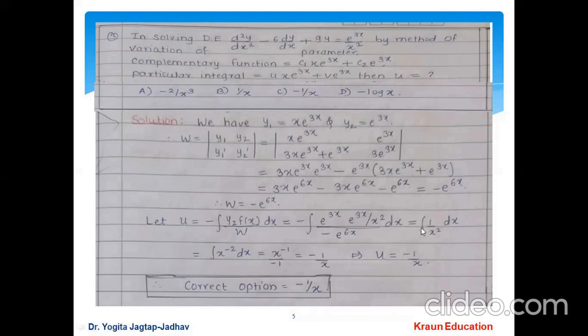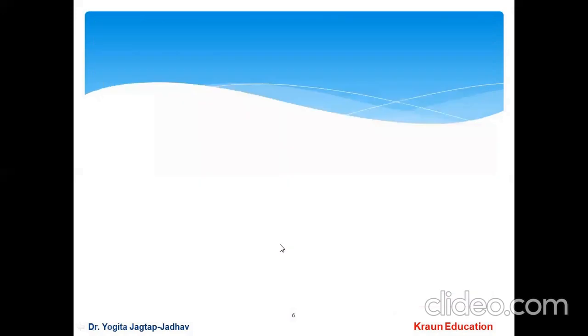and we have only integration of 1 upon x square dx, that can be written as integration of x raised to minus 2 dx. And you know, integration of x raised to n is what? X raised to n plus 1 upon n plus 1. Using that formula, here we have integration of x raised to minus 2 is x raised to minus 2 plus 1, that is what? X raised to minus 1 upon minus 1, that is minus 1 upon x. Therefore, u equal to minus 1 upon x. Therefore, C option is the correct option.